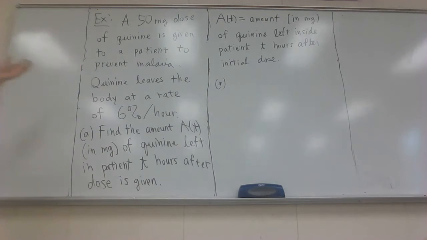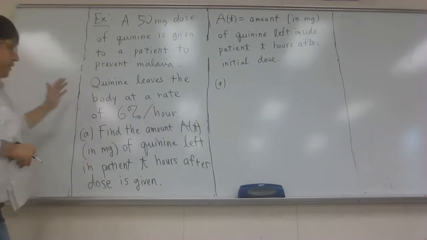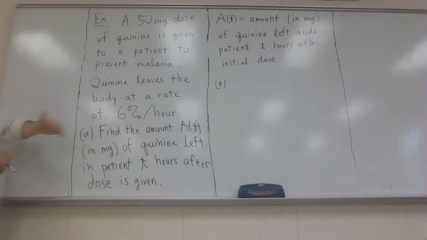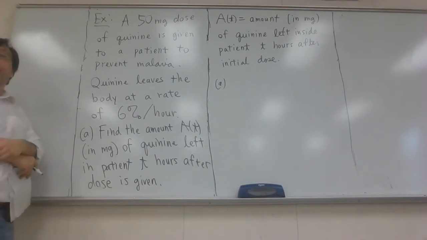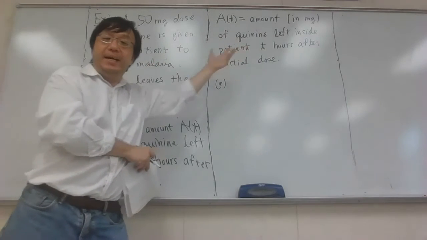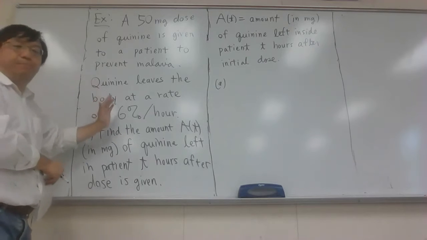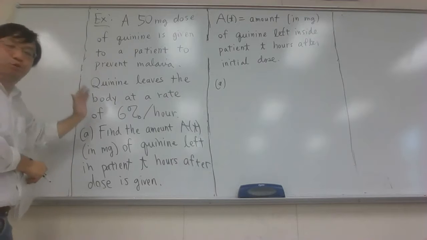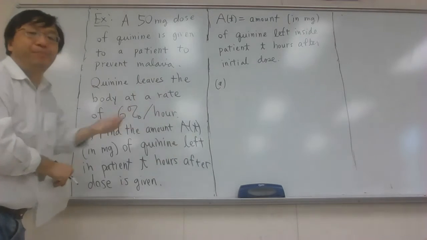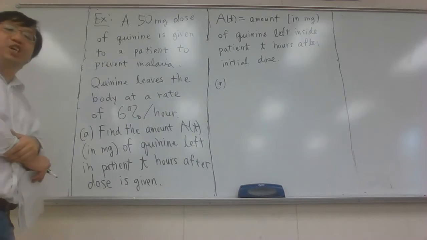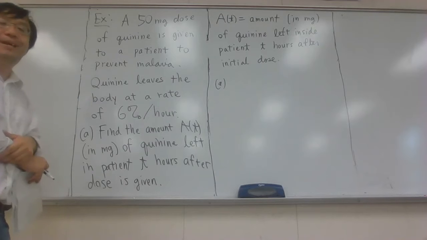Well, this question tells us that the drug leaves the person's body at a rate of 6% per hour. So that means A(t) is changing by a certain percentage per unit time, 6% per hour. And we know from the theory, from the proposition that I just gave you, that if something changes by a certain percentage per unit time, it's an exponential function.